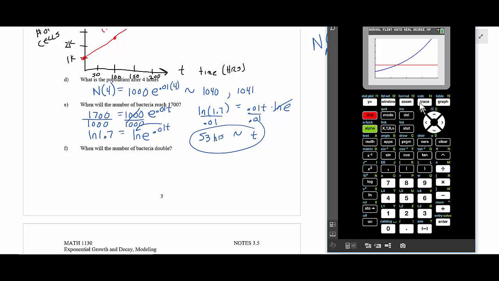Then you would just go second, calc, option 5, intersect, do exactly the same thing. Press enter, enter again, and if I did that right, out pops the answer. Graphically, by the graph, you would end up having about 69.3 hours. So you can do that either way. I want you to actually know how to do that both ways. Everybody with me on how I did that graphically, intersect and that kind of thing? That's a nice thing to know how to do.